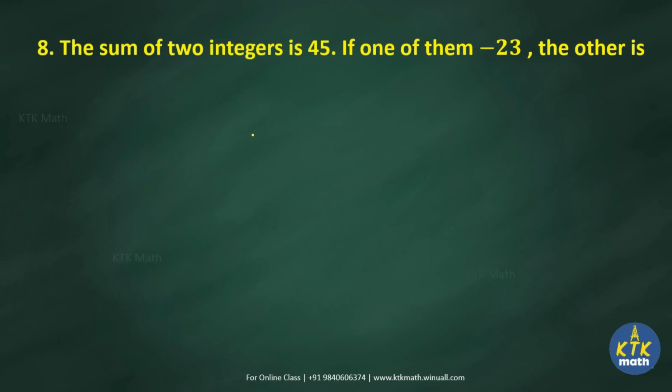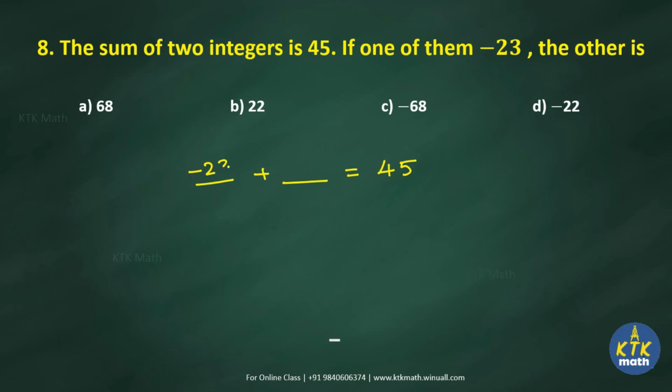Next, question number 8. The sum of two integers is 45. If one of them is minus 23, the other is. So they have mentioned two numbers. When the two numbers are added, the answer is 45, and one number is negative 23. What is the other number? So always what you need to do is assume the unknown value as x.